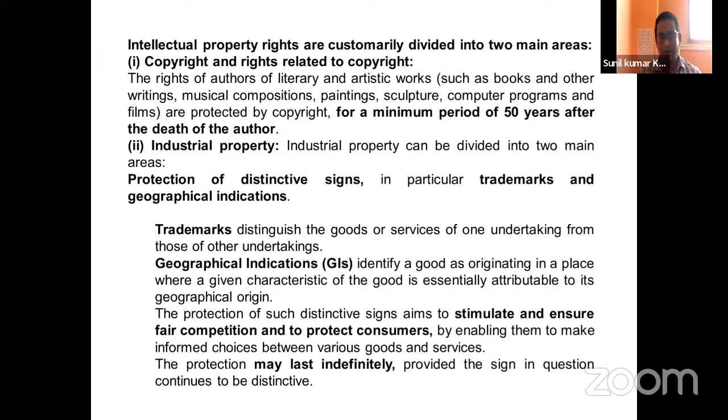So when you are going for industrial competition, there are trademarks. Every company has its trademark and its logo, so that cannot be used by other companies to sell products. So trademarks and geographical indications can be used to protect the rights of that particular firm or company.